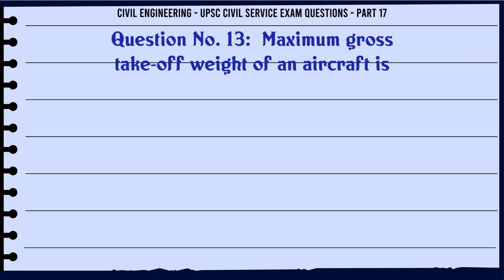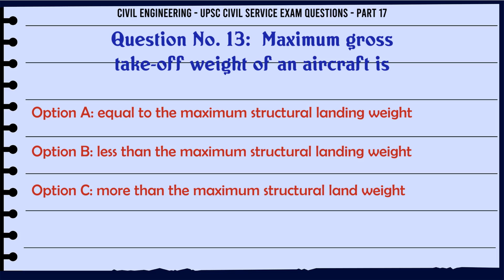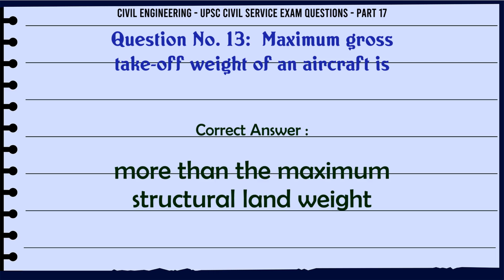Maximum gross take-off weight of an aircraft is A. Equal to the maximum structural landing weight. B. Less than the maximum structural landing weight. C. More than the maximum structural landing weight. D. Equal to the empty operating weight plus the payload. The correct answer is more than the maximum structural landing weight.